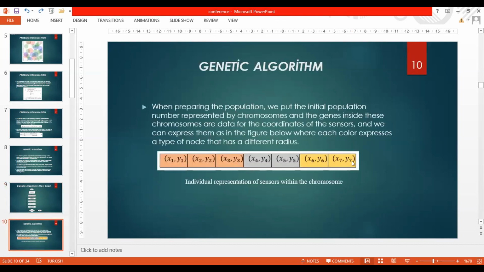Genetic algorithm. When preparing the population, we put the initial population number represented by the chromosomes, and the genes inside this chromosome are data for the coordinates of sensors, and we can express them as in the figure below, where each color expresses the type of node that has a different radius.